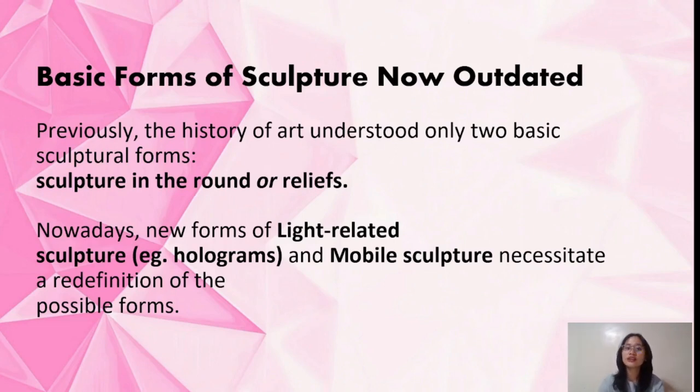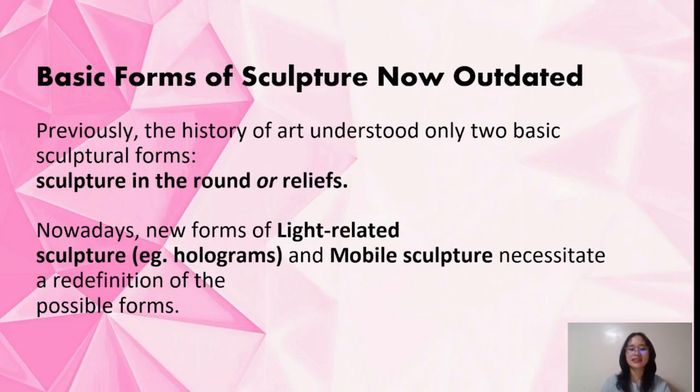So, dati daw na lang duha ka klase, basic nga sculpture. Katong around, katong ma-viewed 360, or in relief, katong like example sa soap carving. But nowadays, there are new forms of sculpture. Light-related sculptures and mobile sculptures necessitate a redefinition of possible forms.